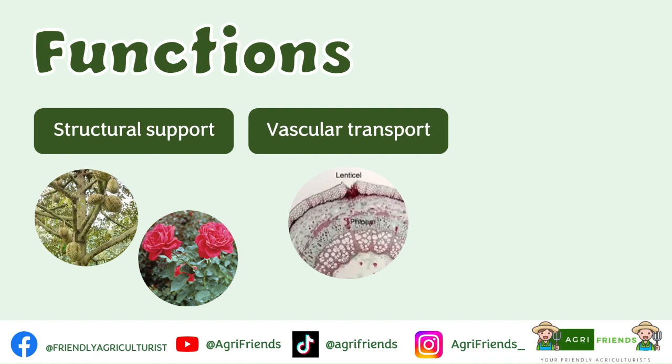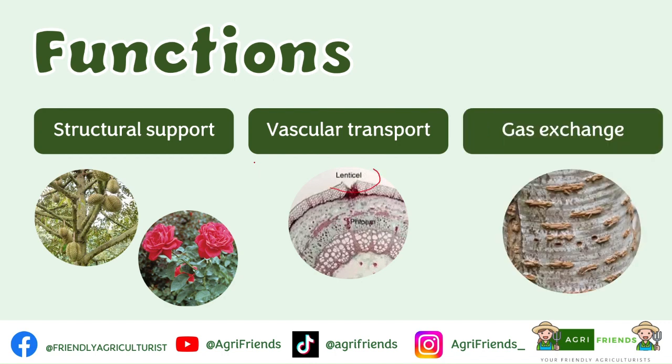Remember that the stem contains vascular tissues, the xylem and the phloem, and this conducts water, nutrients, and minerals. So the stem transports these materials from their site of absorption, which is in the root, to other organs of the plant. It is also a site for gas exchange via the lenticels. A lenticel is a pore or opening or spongy region found on the bark of the stem. So these are the lenticels.